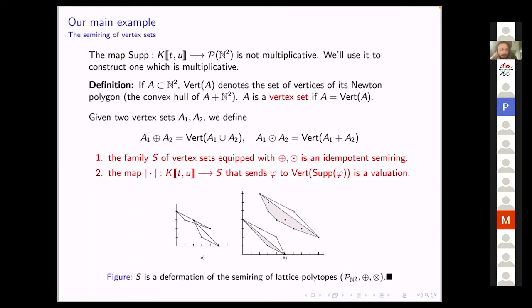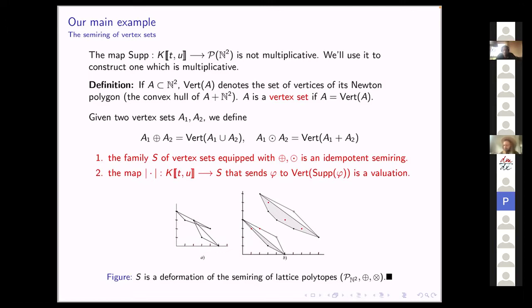So sometimes if I do this process, I recover the same set. In that case, I call this a vertex set. And what I'm telling here is that the family of vertex sets, together with the usual operations of addition and product in the natural world of clouds of points, and then project again doing this combinatorial operation, gives me a semi-ring. Of course, these semi-rings can be seen as a quotient of the previous semi-ring, which I said was not totally ordered.